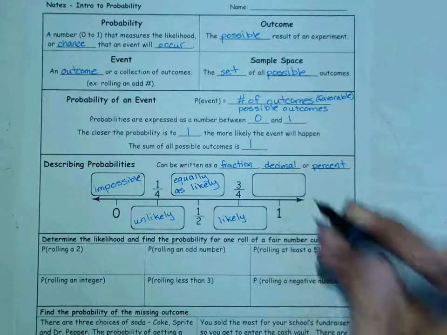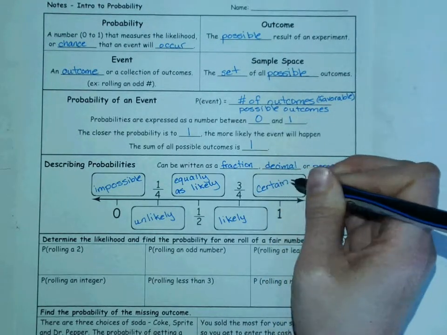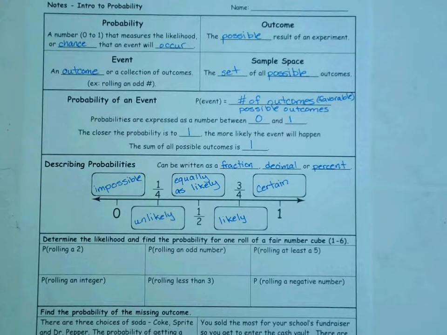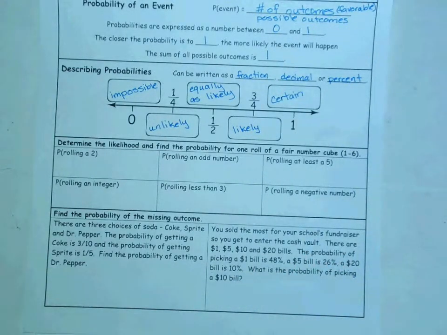And then if you have the number 1, remember 1 means the same thing as 100%. That means it is certain. It will definitely happen. Like if you're rolling a number cube and the event you're looking for is rolling a number less than 10, it's going to happen because every number on one number cube is less than 10.